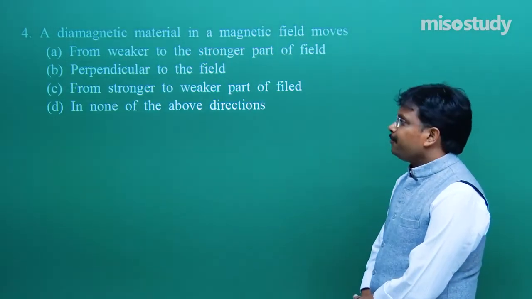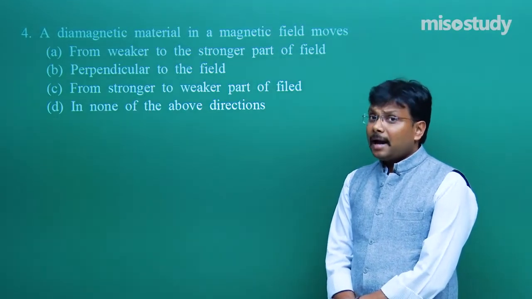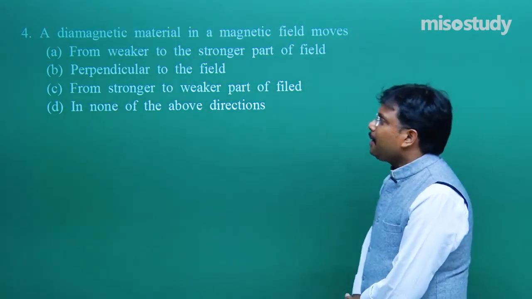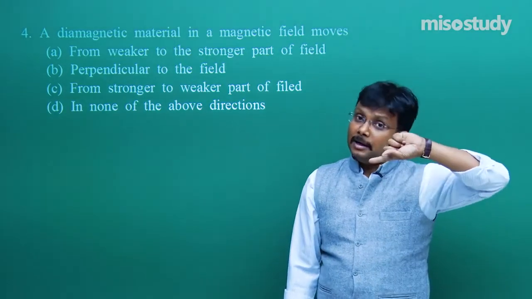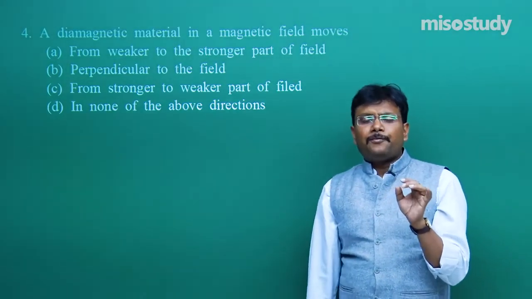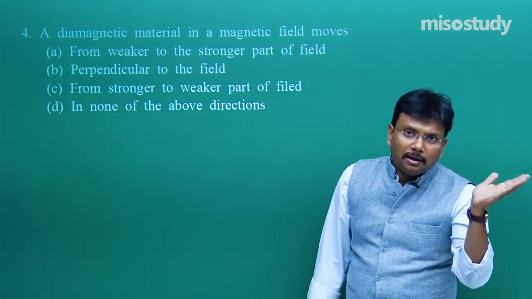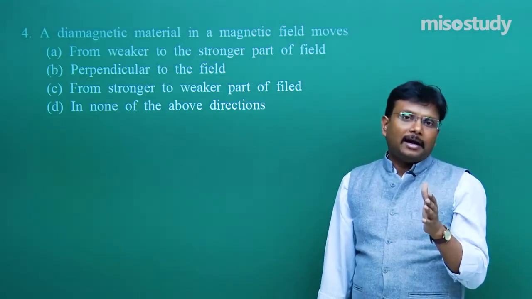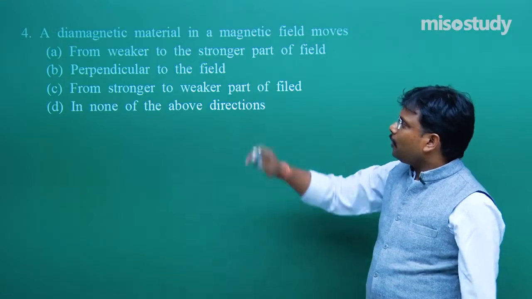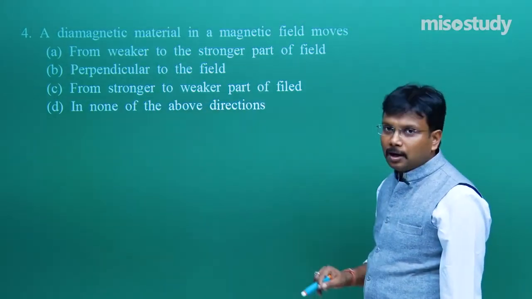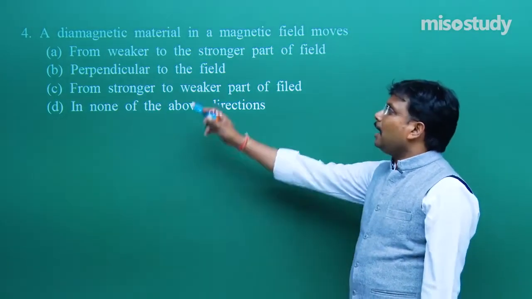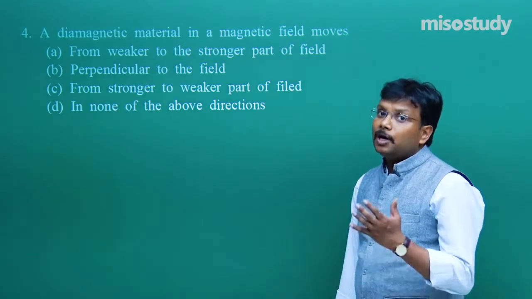Basically you have diamagnetic, paramagnetic and ferromagnetic, in general three types of materials. Diamagnetic materials get magnetized opposite to the field direction. Paramagnetic, a very small amount of magnetization in the direction of the field, and ferromagnetic, strong magnetization in the direction of the magnetic field. So for diamagnetic, stronger to weaker. Paramagnetic, weaker to stronger, and ferromagnetic, again weaker to stronger.